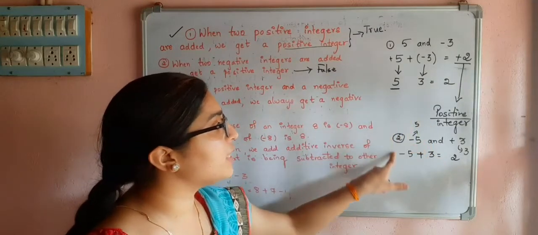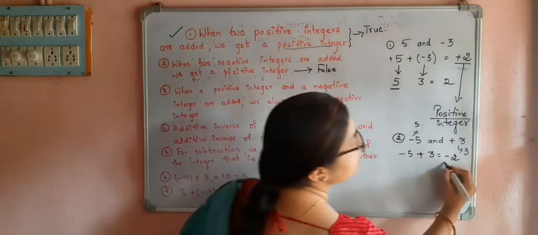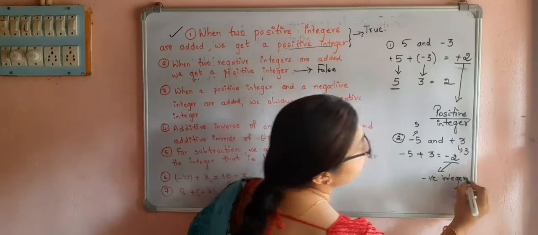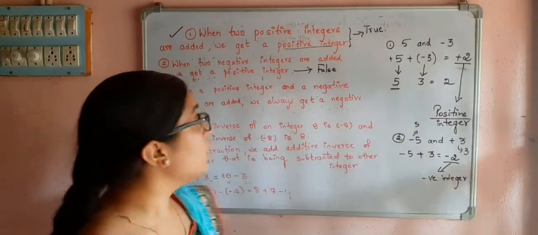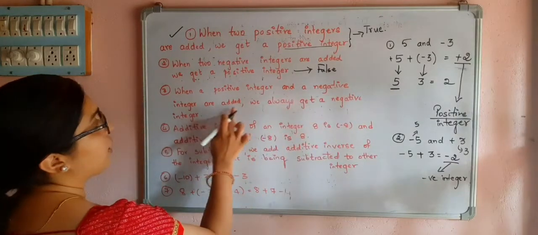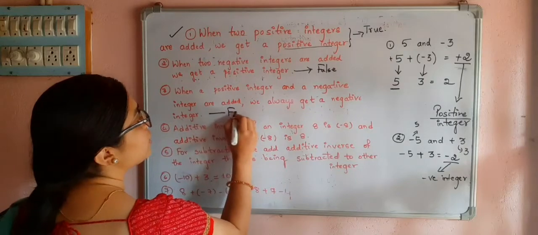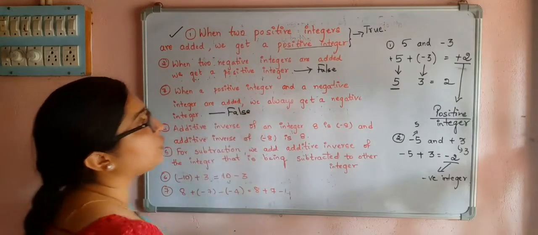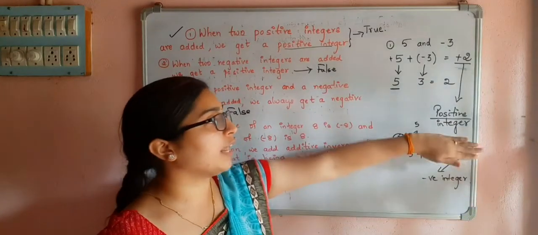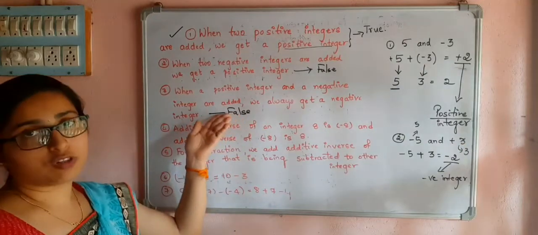So I will take the sign of that, that is minus 2. Okay. So this is a negative integer. So we have two different cases here. When a positive integer and a negative integer are added, we always get a negative integer. So this is false because we have seen two examples. In one case we are getting a negative integer. In another case we are getting a positive integer. So it is false.